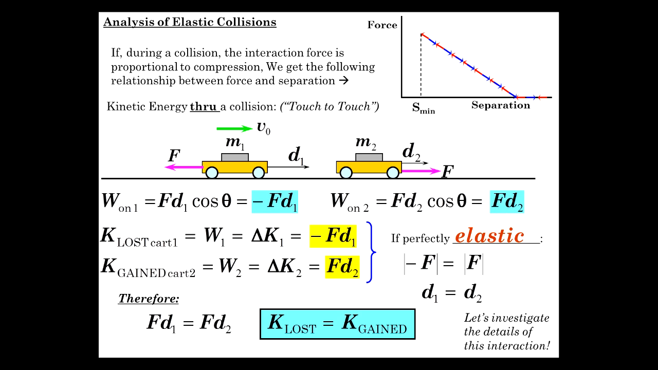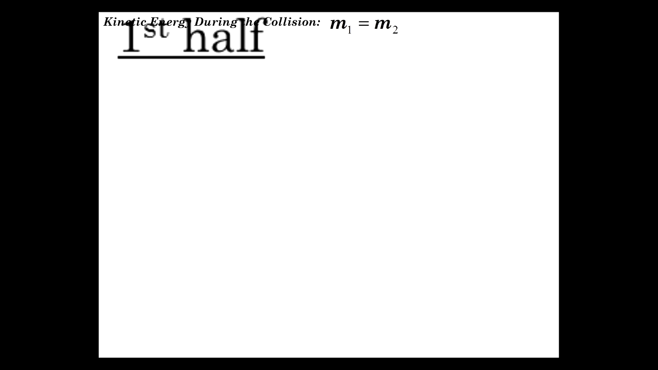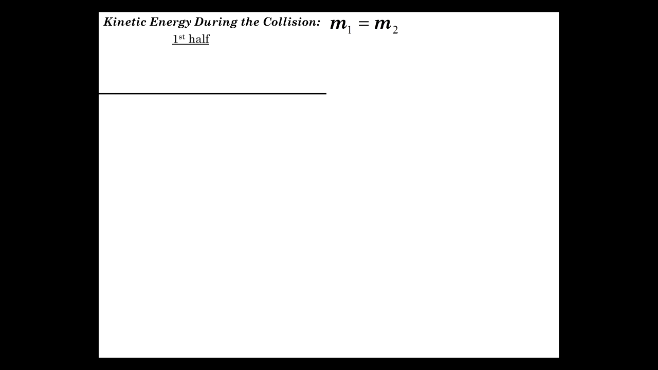And I'll try not to make this video go on too long. So let's dive into the details here. The kinetic energy during the collision. We're going to split it up into the first half and second half. And the masses are equal in this case. So in the first half of the collision, we have cart number 1 coming in, and it's going to collide with cart number 2. It's coming in at a speed of V0.